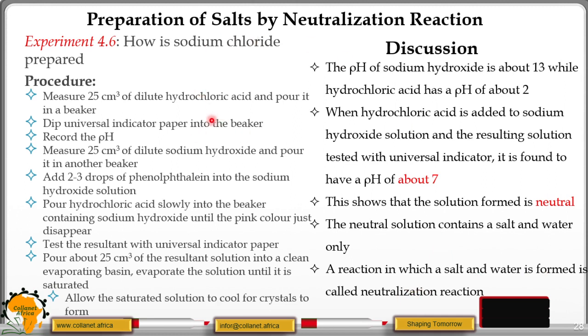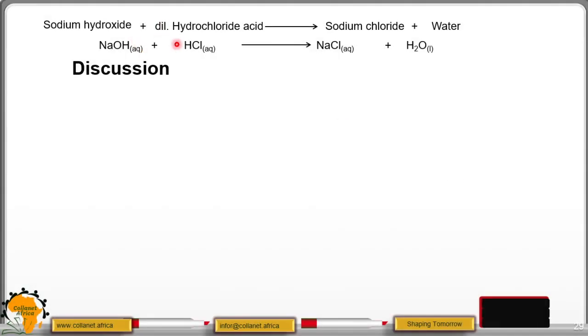So in this process, in order to obtain sodium chloride, you're using a neutralization reaction, whereby we are neutralizing the alkali, sodium hydroxide, using hydrochloric acid, and our end results are salt and water. This is the equation involved. Sodium hydroxide solution, in aqueous form, plus HCl, the acid, gives us sodium chloride, which is a salt, and water. And this product solution is neutral.